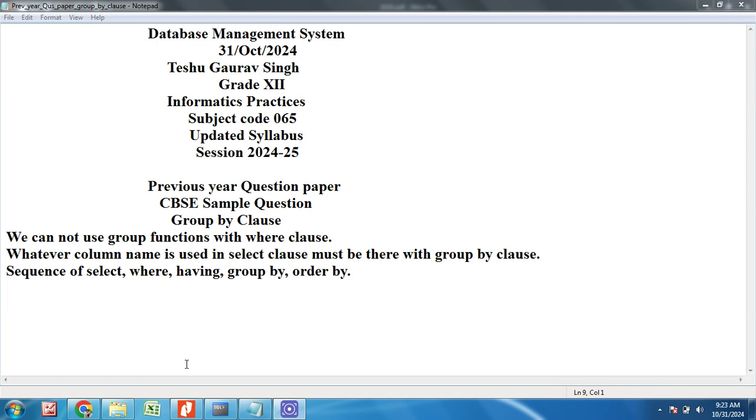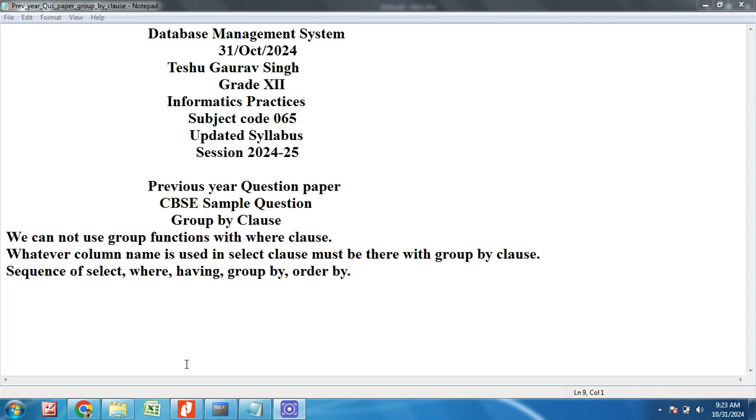We are using Oracle 10G Express edition, and we will solve CBSE sample questions related to the group by clause. In previous videos we have discussed the group by clause. Now let's use it. The first simple rule for the group by clause is that we cannot use group functions with the where clause. That's why we have the group by clause.